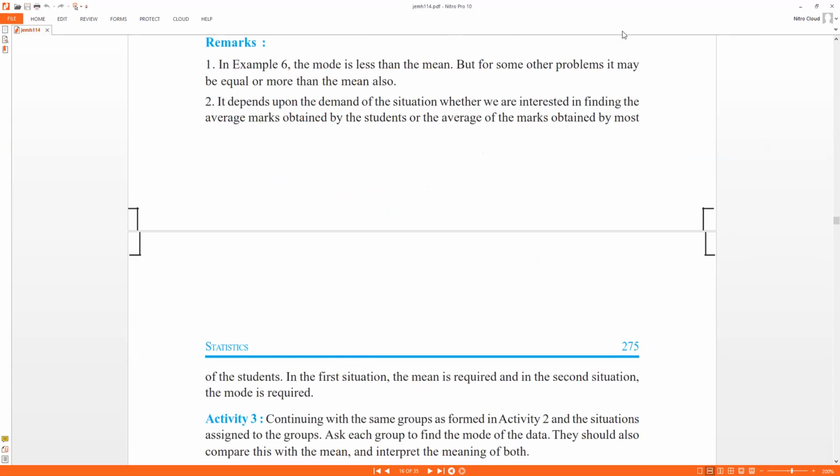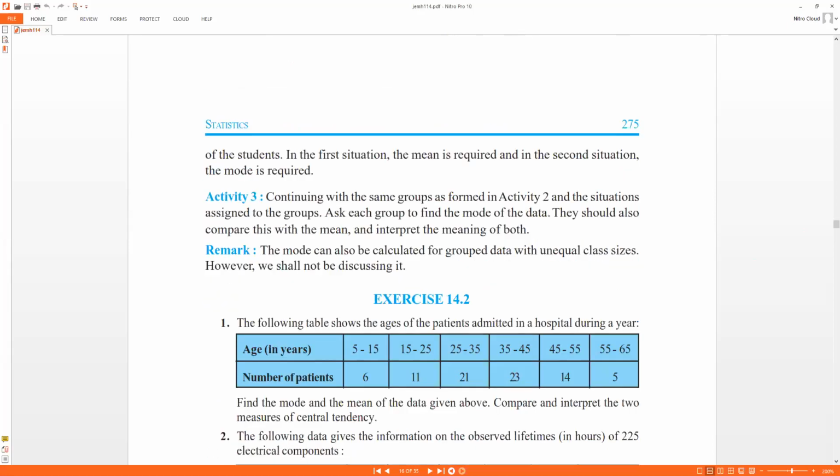Okay, हे आपल्याला समजा ॲव्हरेज मार्क्स काढायचे तर मीन काढायचं, अख्ख्या क्लासचा ॲव्हरेज काढायचं तर मीन काढायचं. पण जर आपल्याला ॲव्हरेज मार्क्स स्कोर्ड बाय मोस्ट ऑफ द स्टुडंट्स, जास्तीत जास्त मुलांना किती मार्क पडले ते काढायचं असेल तर आपल्याला मोड काढायला लागेल. ओके, so try and understand the difference between them.